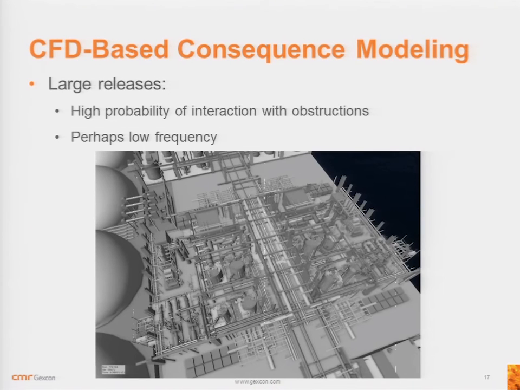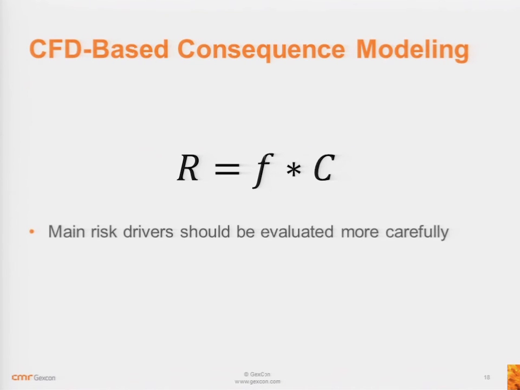Take a step back. Some large releases could have very low probability. So even though they will be affected by the structure, maybe the contribution to risk may not be so high. So really, maybe the best way to look at it is to find the major risk drivers and focus on those. That's likely the most efficient solution.